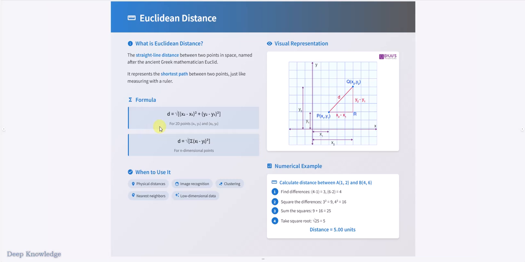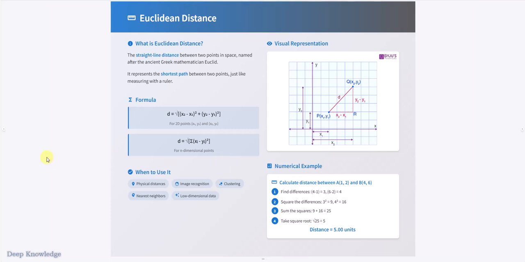If you have many features, let's say 1000 features, for instance when you are measuring the descriptors of each keypoint, you take the first value of the first descriptor minus the first value of the second descriptor, squared, plus the second value minus the second value squared, and so on until you finish all the values.